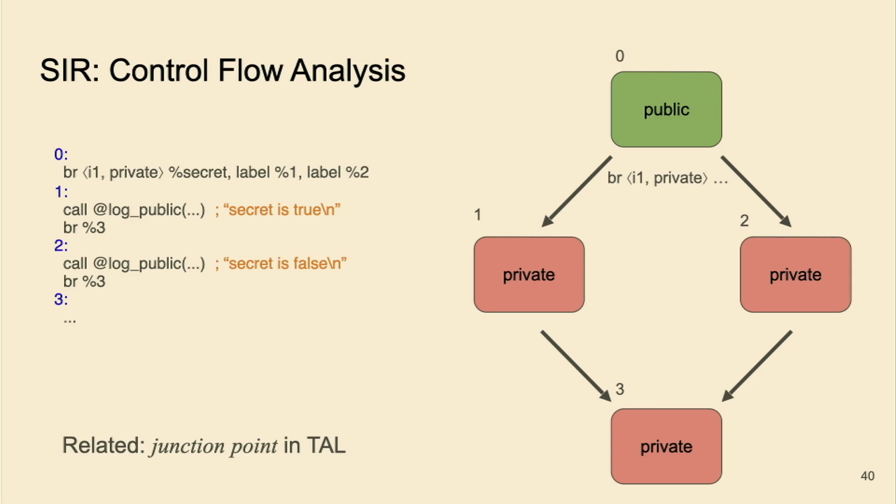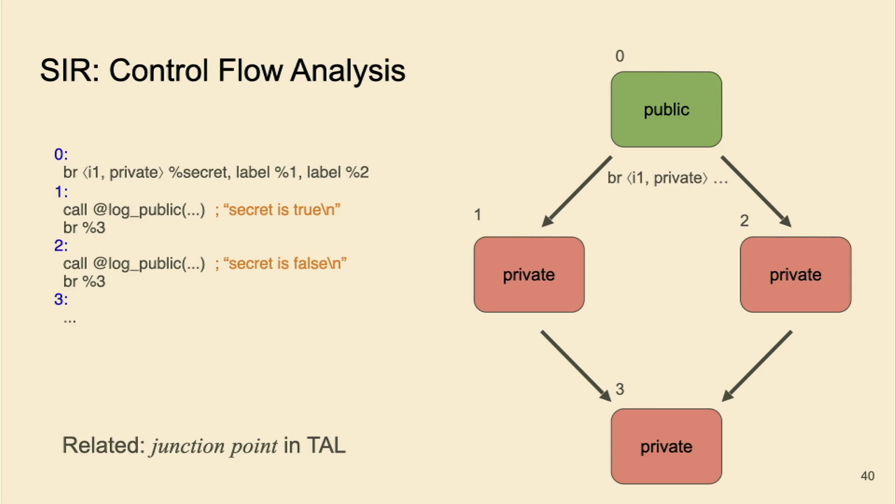We've recently found out there's other work that does something similar when handling IFC in typed assembly. But yeah, when this happens, we can lower the label from private to public. And this is much better. It gives us more ability to sort of lower the PC label back down while still giving us the non-interference guarantee.